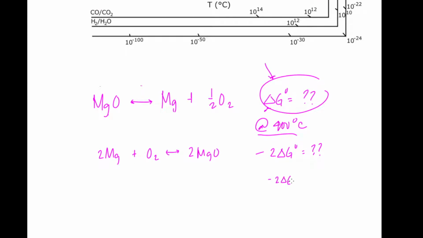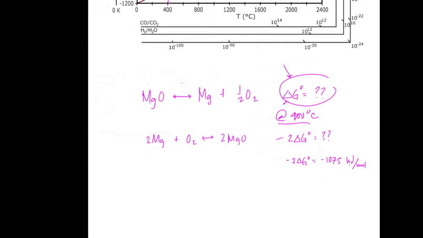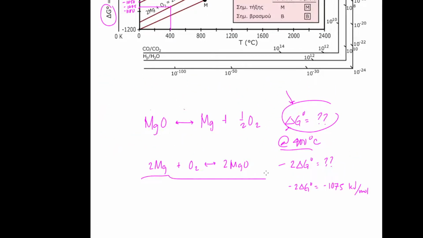So negative 2 delta G, negative 1075 kilojoules per mole. And this is kilojoules per mole as written this way. Okay? So always remember na ang mga delta G values, when you are finding for delta G values, it's always on an as written basis, if I could call it that. So as written this way, ito yung delta G value niya, negative 1075.